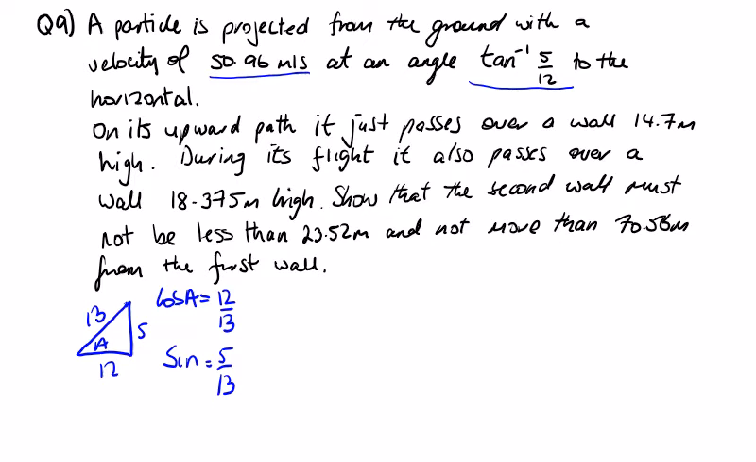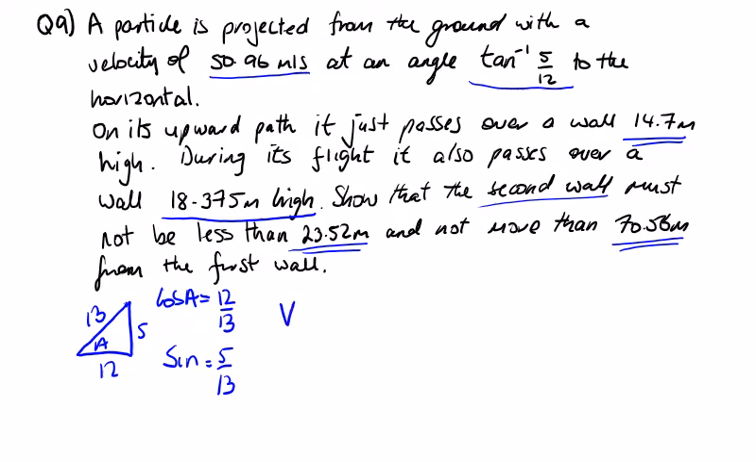On its upward path, it just passes over a wall 14.7 meters high. During the flight, it also passes over a wall 18.37 meters high. Show that the second wall must not be less than 23.52 meters and not more than 70.56 meters from the first wall. Okay, there's a lot in this question, so let's start off with what we know.